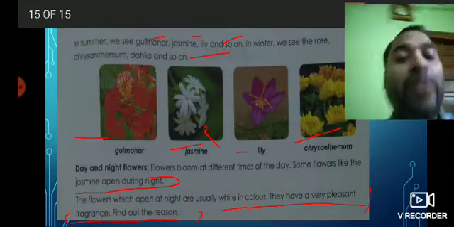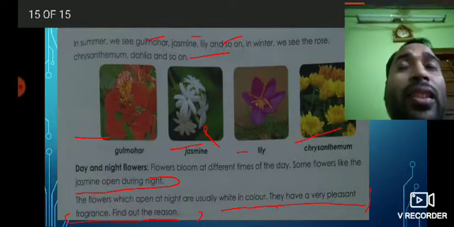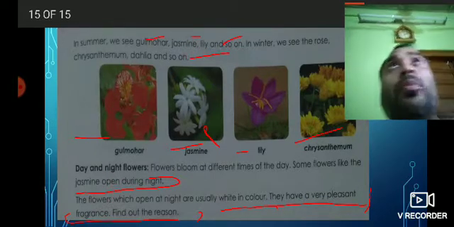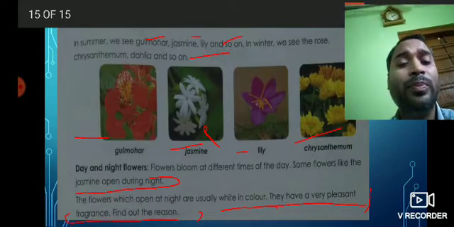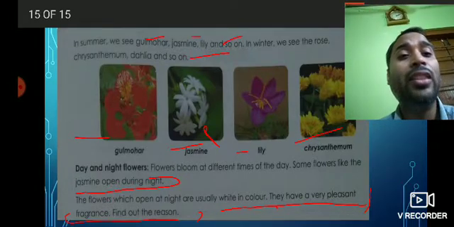So find out the reason. This is the reason which I have told: mainly to attract the insects that fly during evening time, so that they can pollinate. So these are some of the uses of flowers, and we have also spoken about how flowers bloom during different times and also during different seasons.